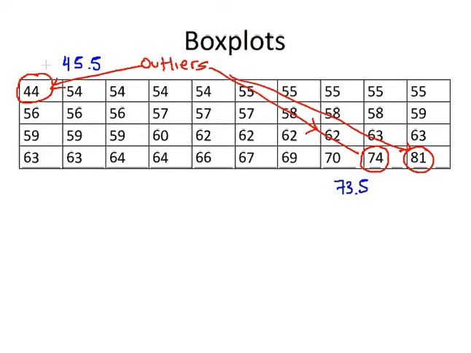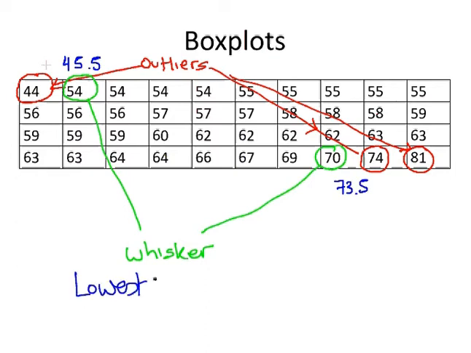Okay, now what we're going to do is set the lowest value that's not an outlier as a whisker. So this is going to be our lower whisker, and this is going to be our upper whisker. So these are our whiskers. I'll explain what that is very shortly. And just to be clear, lowest or highest value, not an outlier.